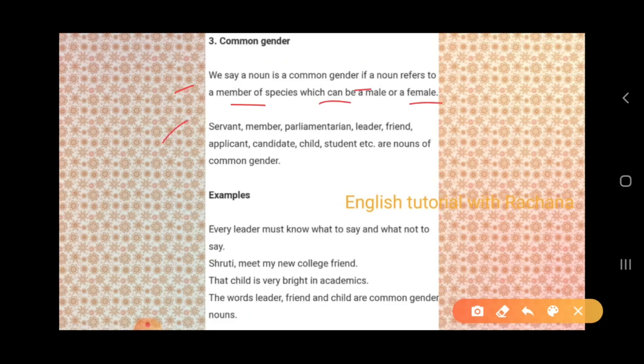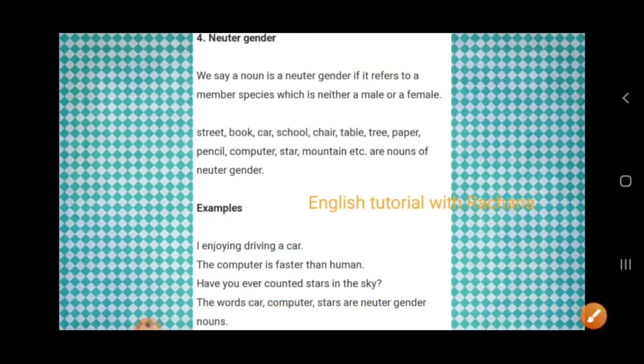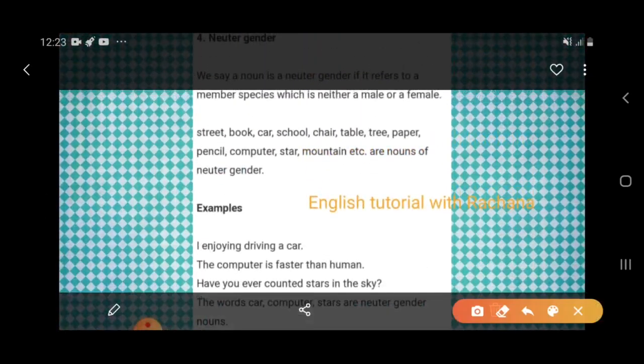Examples: servant, member, parliamentarian, leader, friends, applicant. So all these words refer to both sexes, male and female, and this is how they are known as common gender. Like, every leader must know what to say and what not to say. Now the word leader is a common gender, and you know very well that a leader can be either male or female, right?